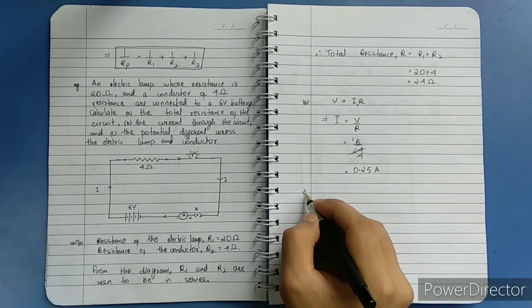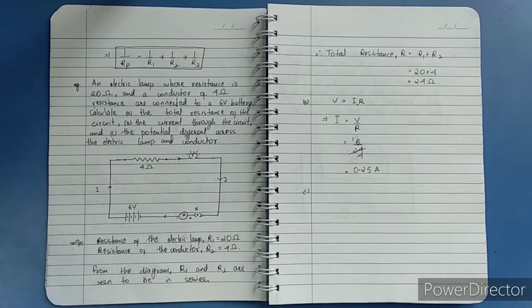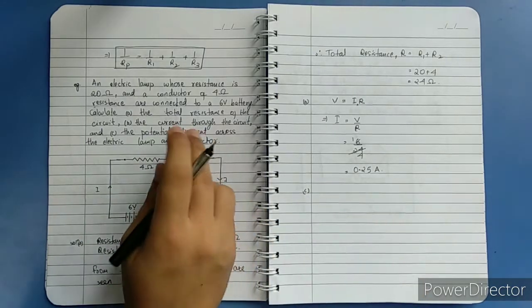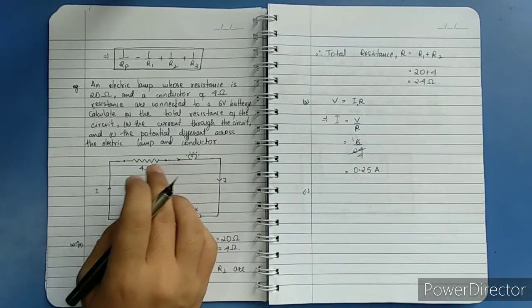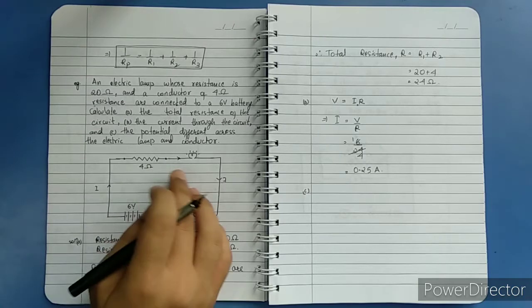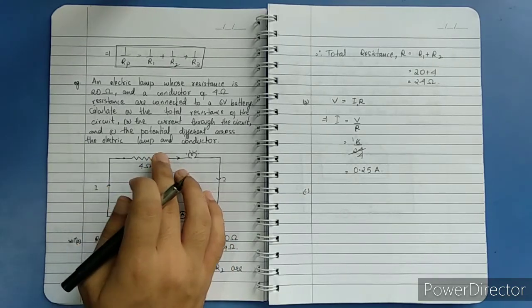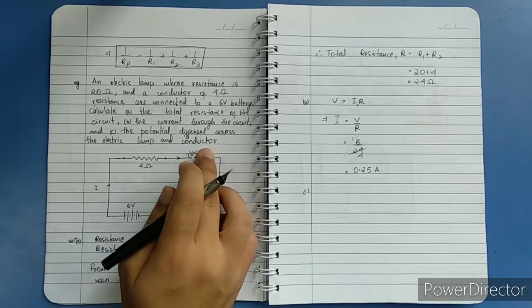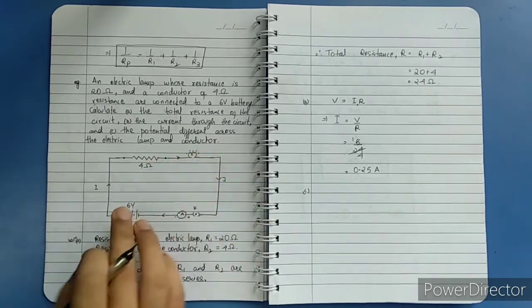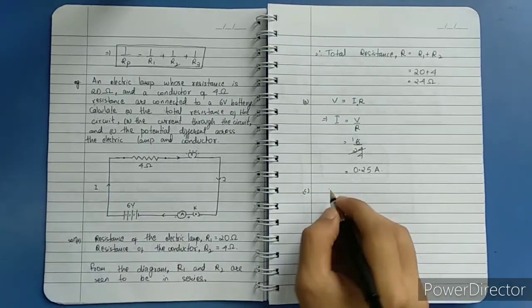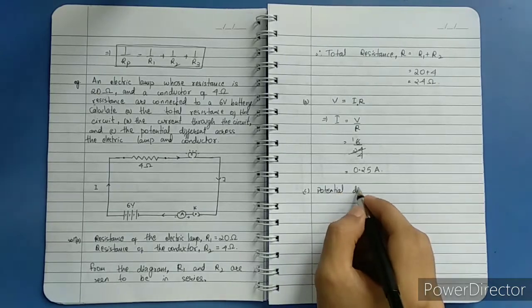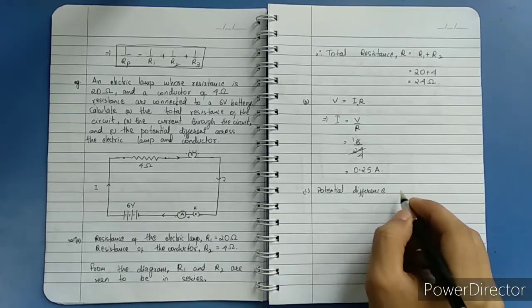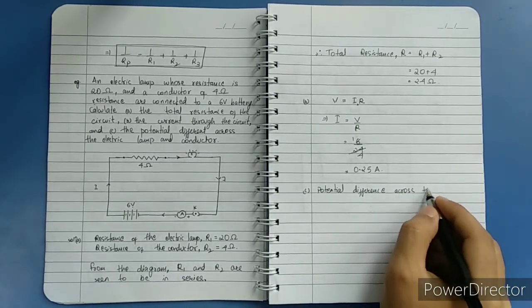Now in part C, we have the potential difference across the lamp and the conductor. We need to find it across the lamp separately and across the conductor separately. In series, the potential gets distributed. So this will have its separate potential difference, and this will have another, and the sum of both should be equal to the total. So V1 is the potential difference across the electric lamp.